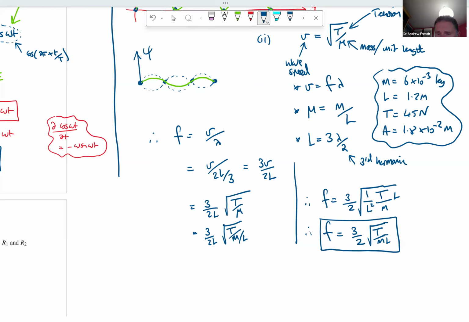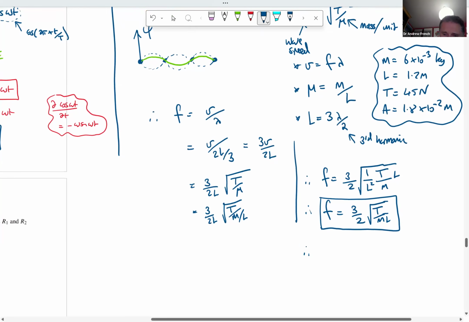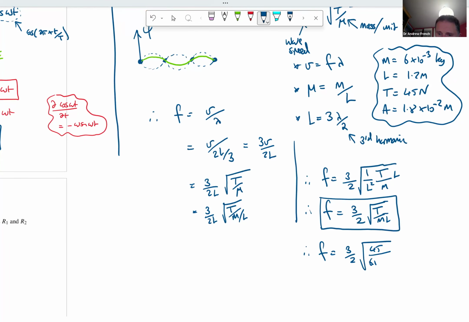So I think we've now got everything. So let's put those numbers in. So our frequency is 3 over 2, square root of 45. We're all in SI units, so that's what we want. 6 times 10 to the minus 3, and L is 1.2, and that's in hertz. And I make that 118.6, which is about 120 hertz. Let's just write that 118.6 hertz, which is about 120 hertz. I think we've got one or two significant figures here, so let's not over-egg the precision.